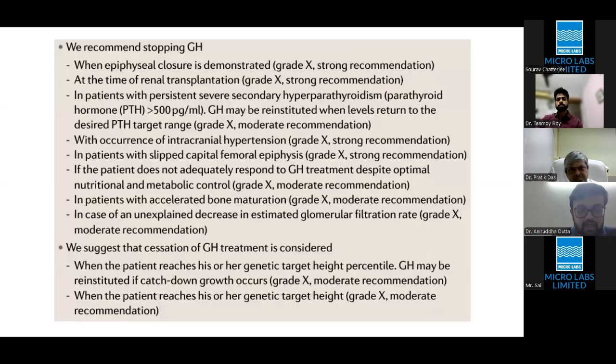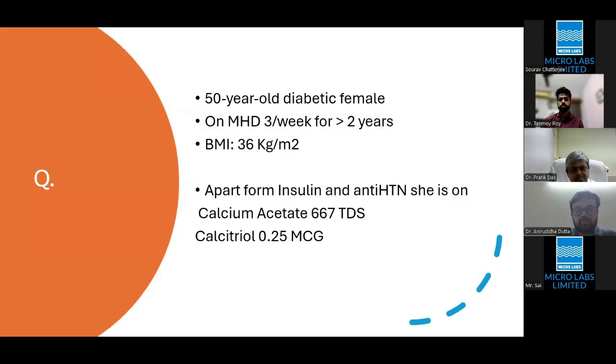And we stop the therapy whenever there is epiphyseal closure, or evidence of accelerated bone maturation, or evidence of other adverse events related to growth hormone therapy. And when you have actually reached the genetic target height, then you can stop the therapy. So this is your second question.